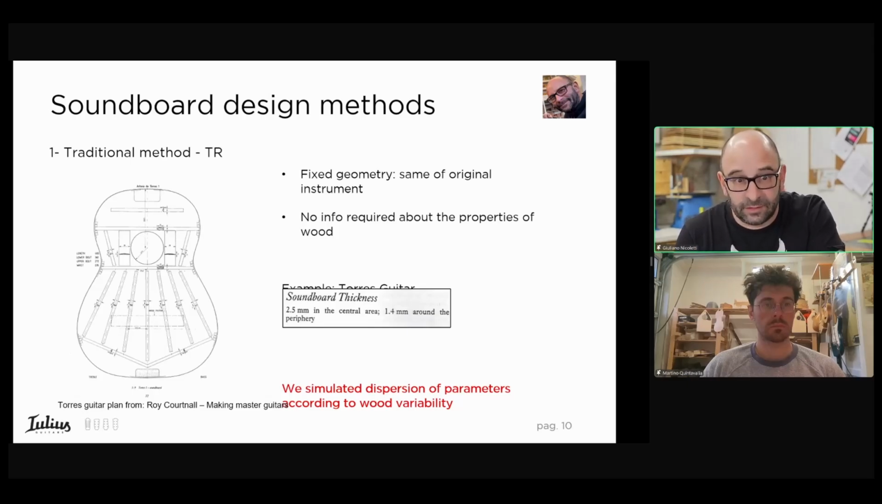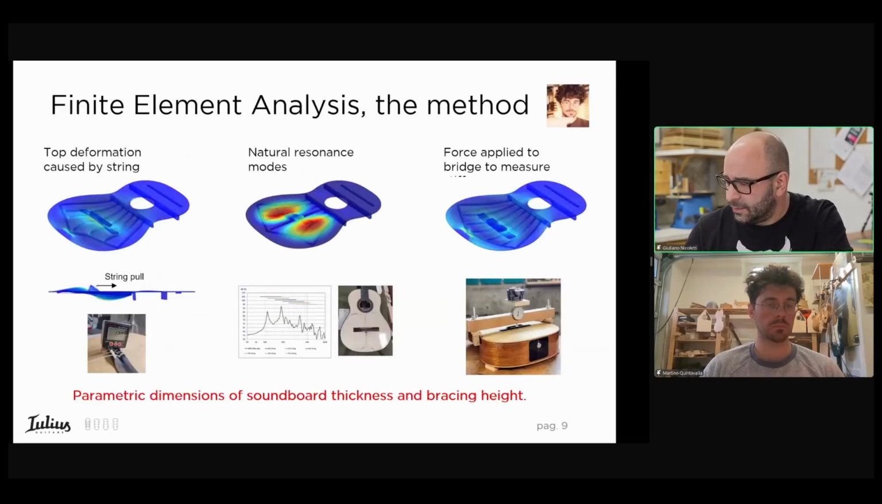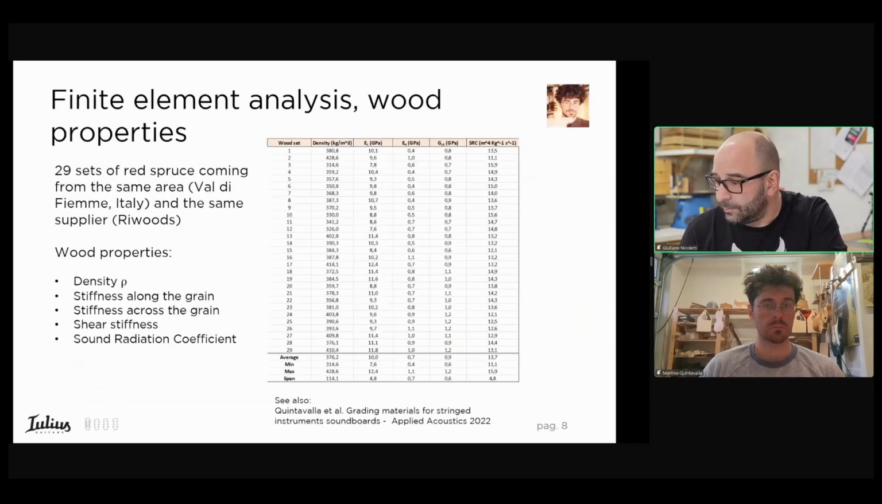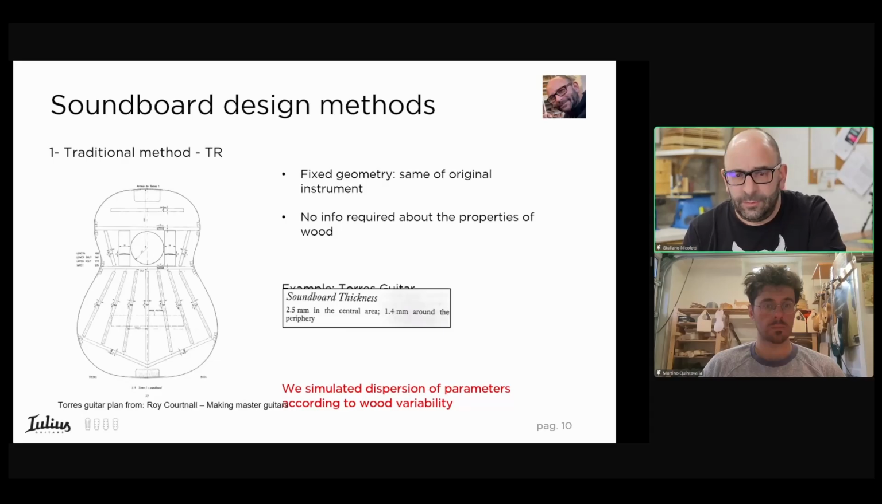So you know that these are the dimensions. You have a pre-selection of the incoming quality of the materials, but very often it's just an aesthetical selection. So you just have to cope with this dispersion. You know that this is the material that you are using, and there will be variability according to this. So we simulated the dispersion of the parameters according to wood variability. And in fact, as we will see later on, this is the method that brings the highest variability.